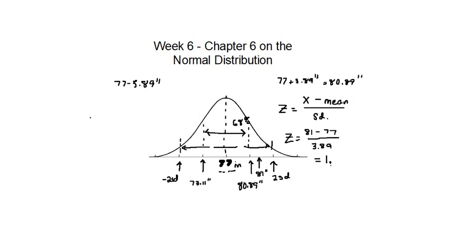I always give it to the nearest hundredth. So 1.03 standard deviations above the mean. And I know that if that z-score is positive, I'm to the right, and if that z-score is negative, I'm to the left.